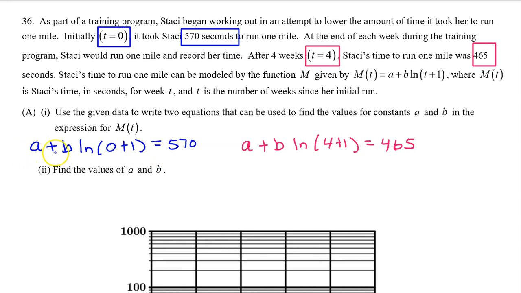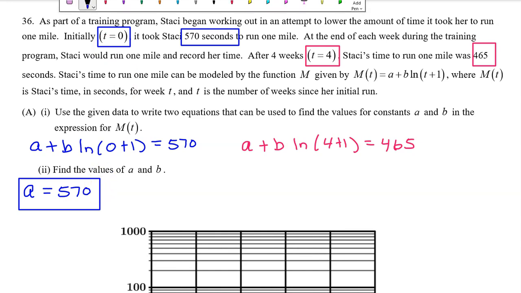Let's start with the blue equation. Ignoring the 0, we have a plus b times the natural log of 1. And we know that the natural log of 1 is 0. So that makes this whole term 0, and we are left with just a is equal to 570. So we're halfway done already. We found a, we just need to find b.